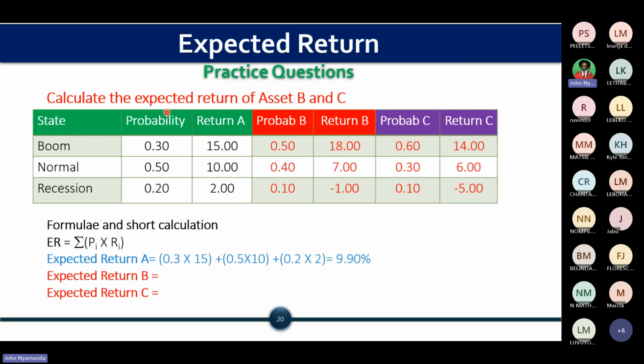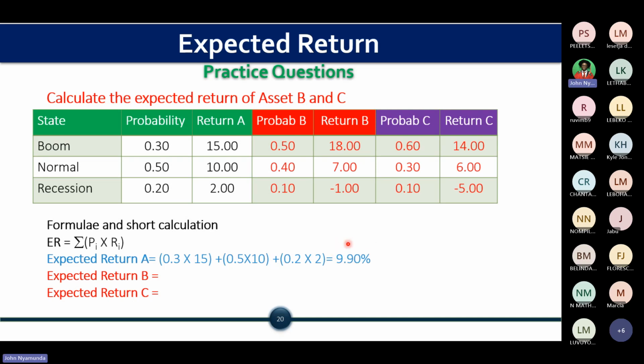So for example, what is the expected return of asset A? If we are told that the probability for a boom economy is 30%, normal is 0.5, recession is 0.2, and in a boom economy, our asset A is going to give us 15%. So we are doing this green part together. In a normal economy, asset A is going to give us 10%. In a recession, asset A is going to give us 2%. What is the expected return of A? We simply say 0.3 times 15, plus 0.5 times 10, plus 0.2 times 2, which gives you 9.9.